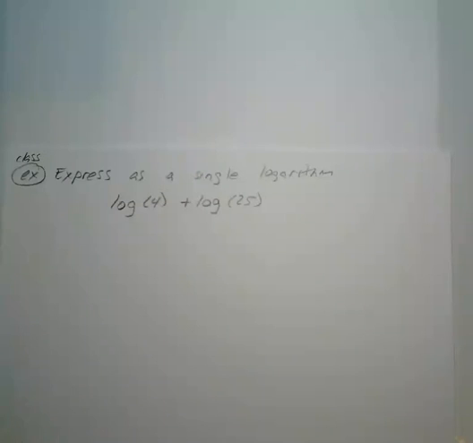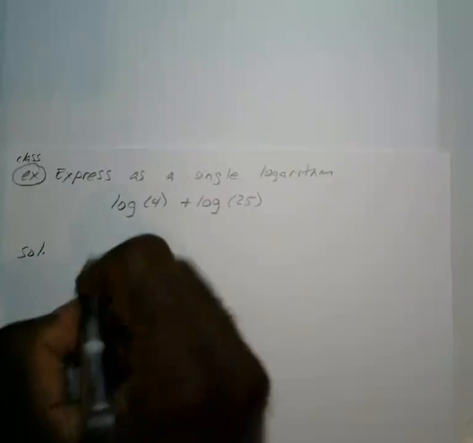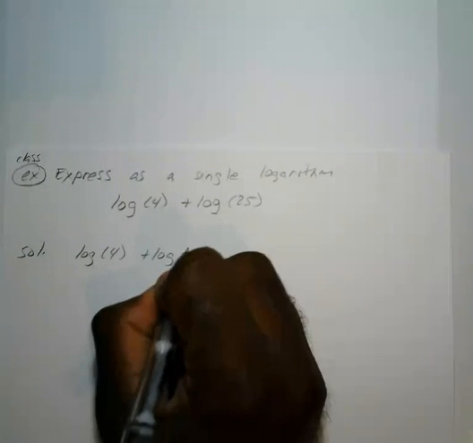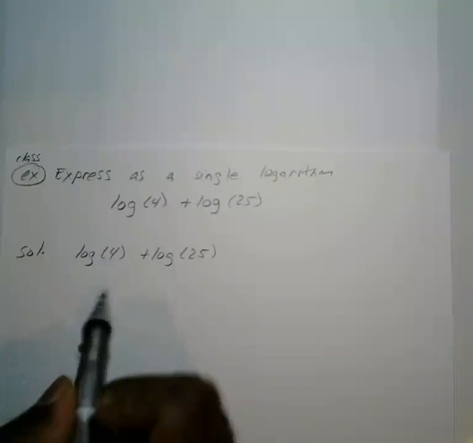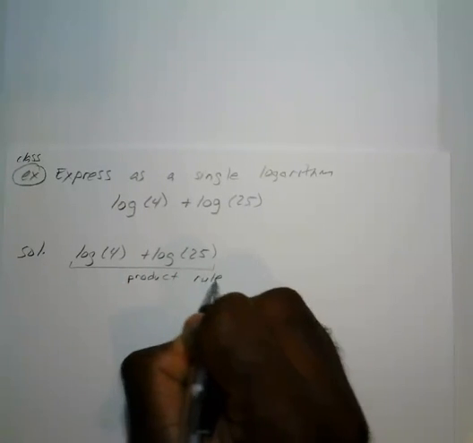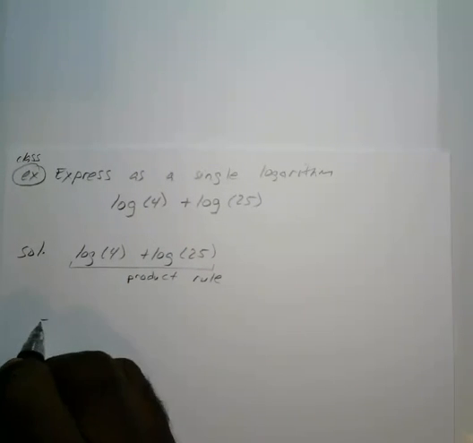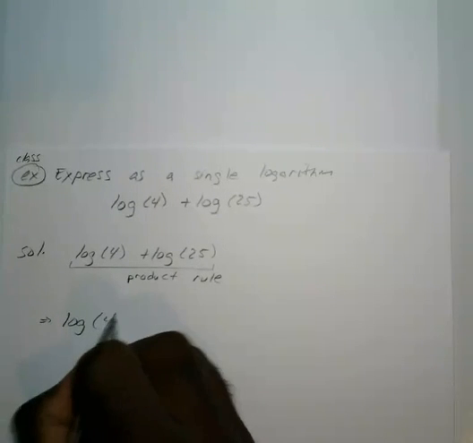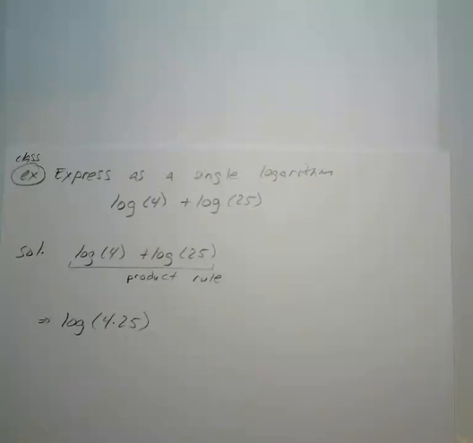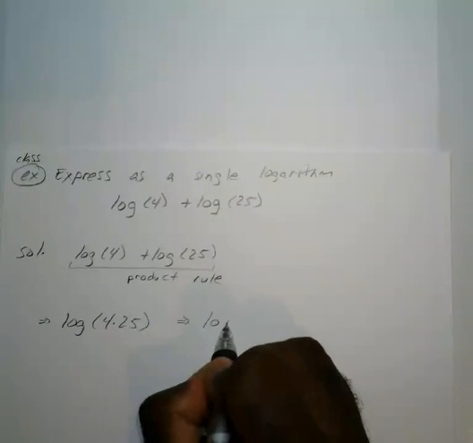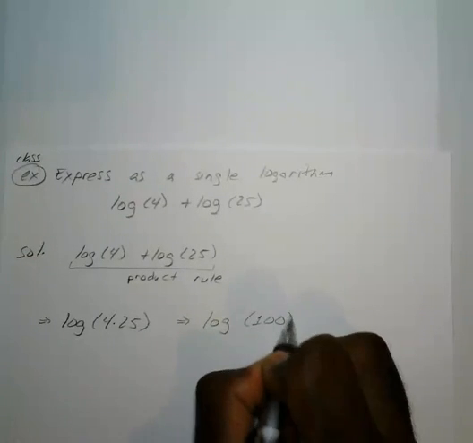Alright, so I'm assuming you've already worked it out. So if you have log of 4 plus log of 25, this one, you have a plus sign. So you're going to use the product rule. Okay. So that's going to give you log of 4 times 25. Okay. Now 4 times 25 is 100. So really that gives us log of 100.